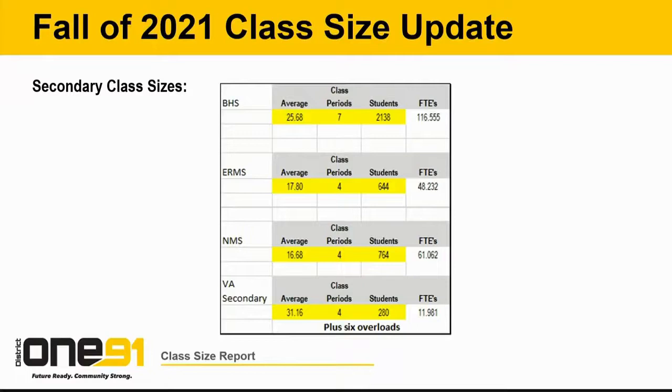So at the high school, we have 2,138 students. I have 7 class periods. I have 116.555 FTEs. This is every FTE, okay, that's at the high school. And then what I do is, okay, a teacher isn't teaching 7 periods. They're teaching 5 of the 7 periods. So if every FTE that I had at the high school was teaching 5 periods, my average class size would be 25, just about 26 students in each class.